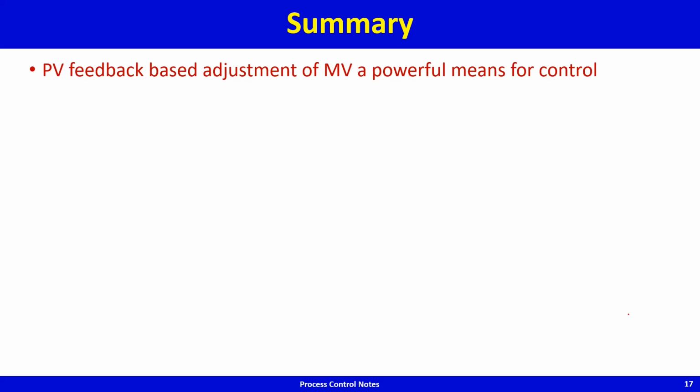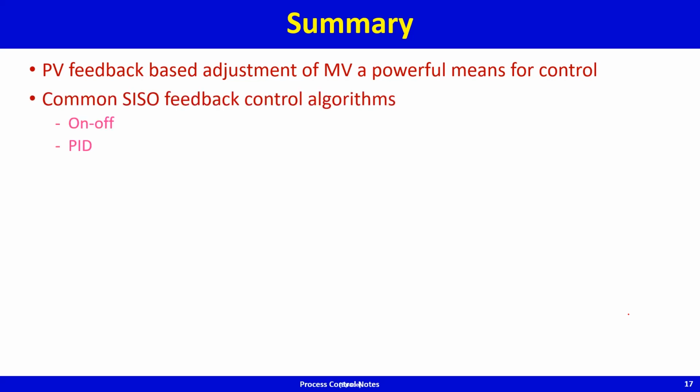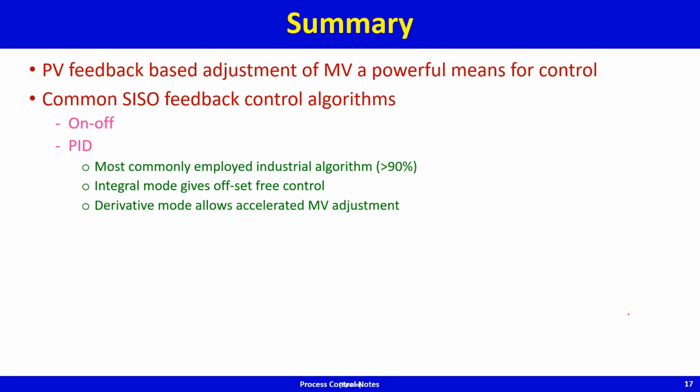So in summary, process variable feedback based adjustment of the manipulated variable is a powerful means for control. Common feedback control algorithms are on-off and PID. PID is the most commonly employed industrial control algorithm. In fact, in the process industry, don't be surprised if more than 90% of controllers are simple PID, which were invented in the early 1900s.